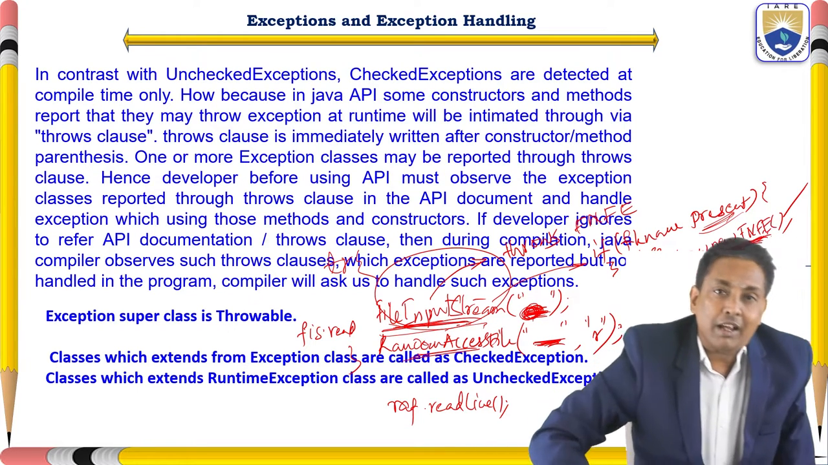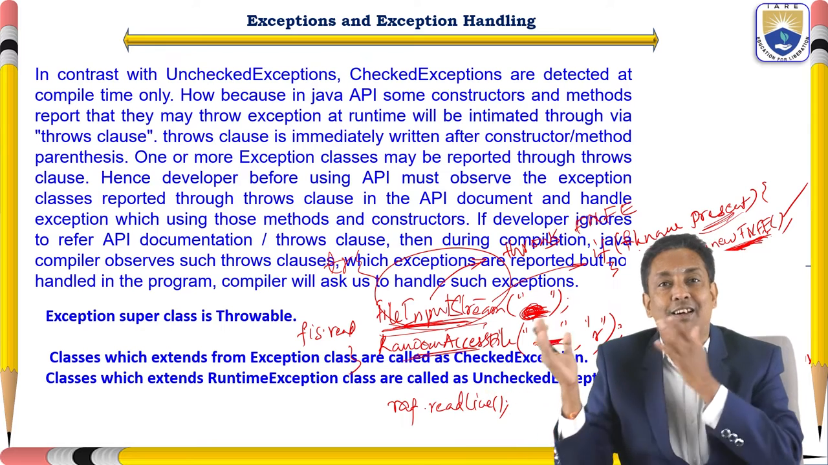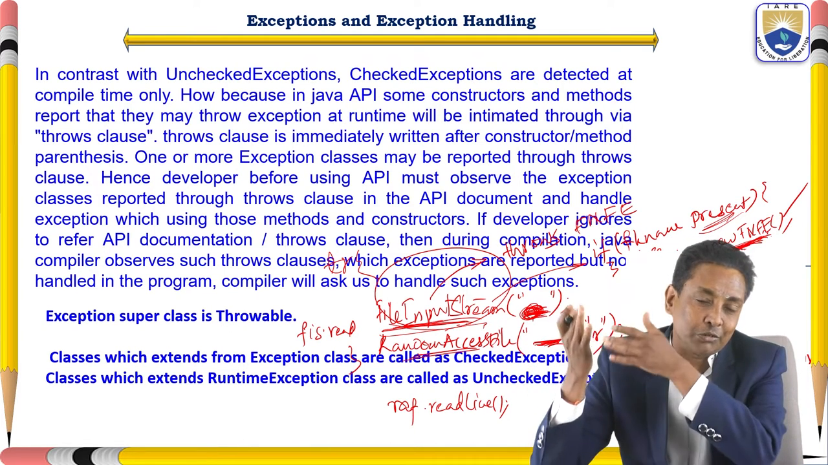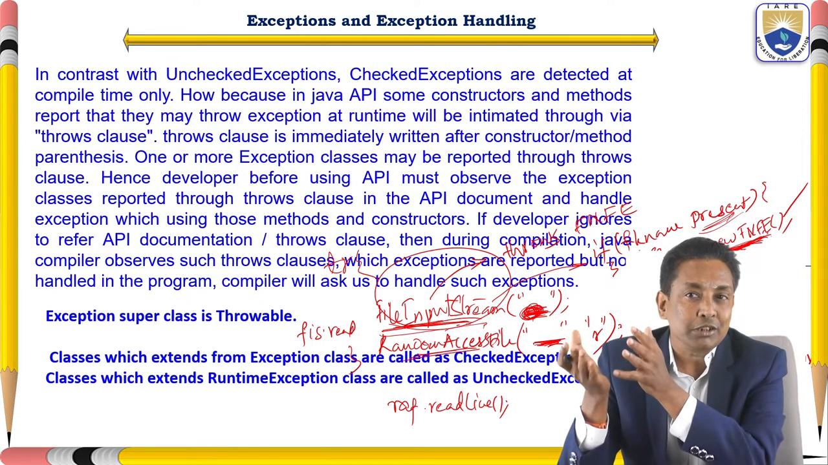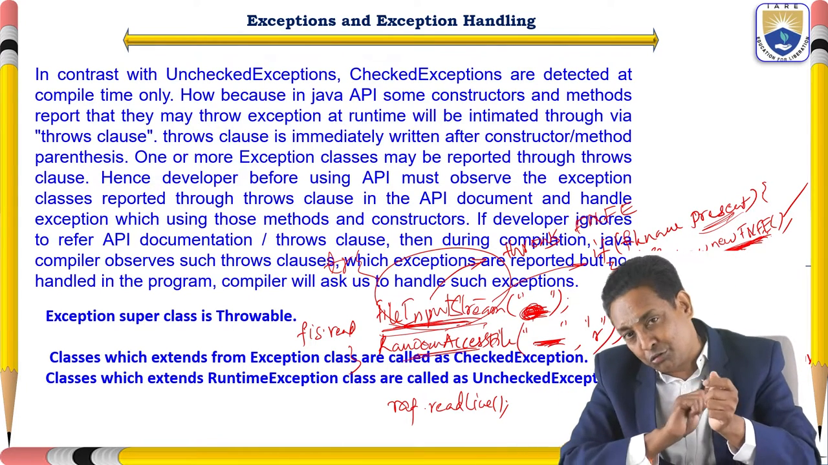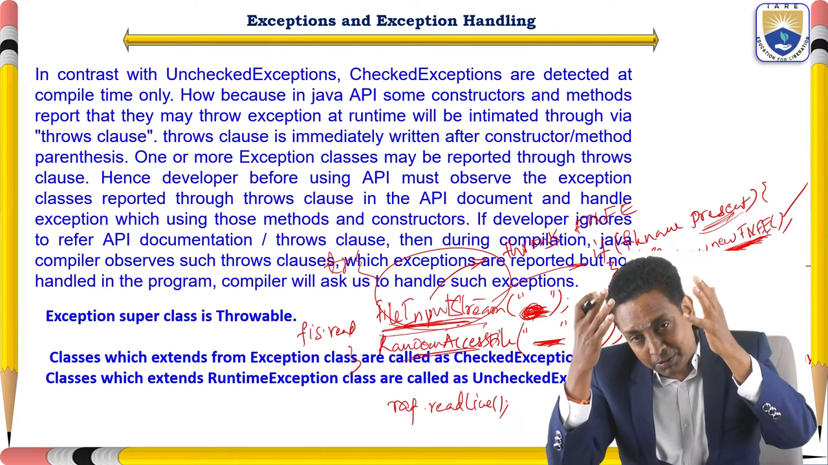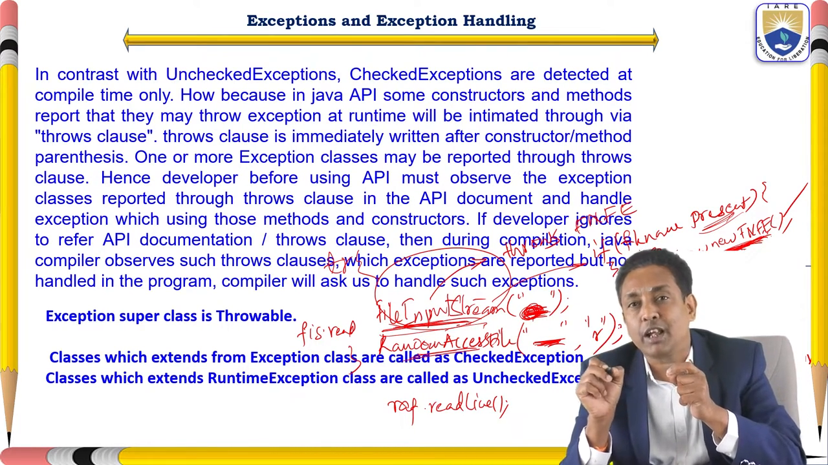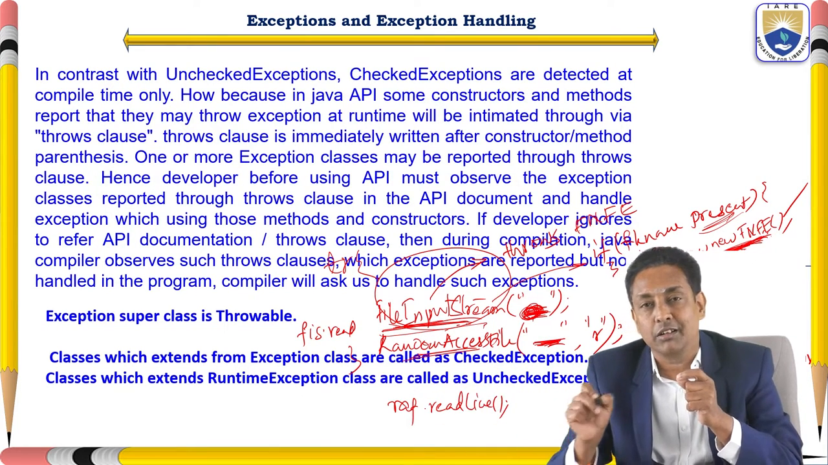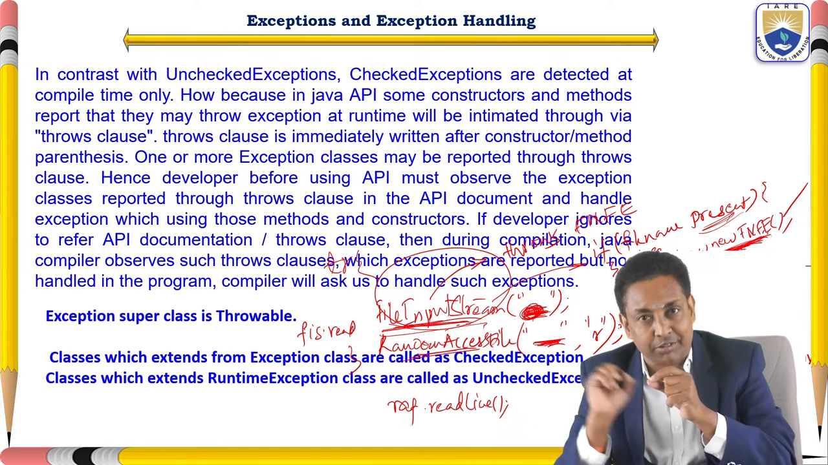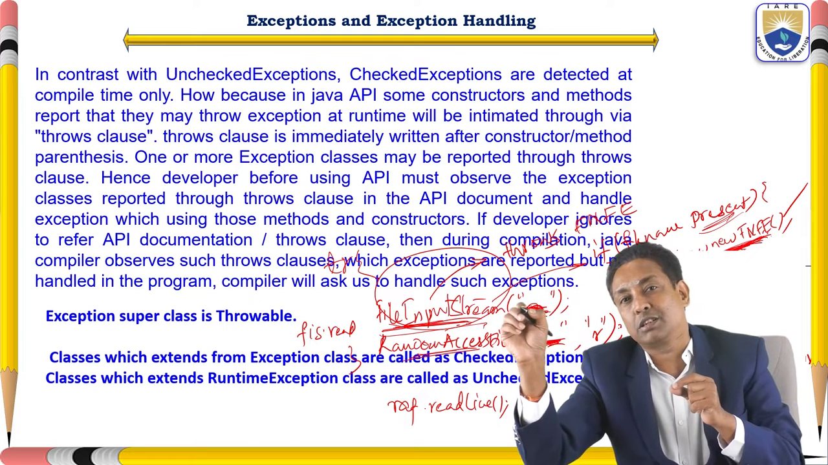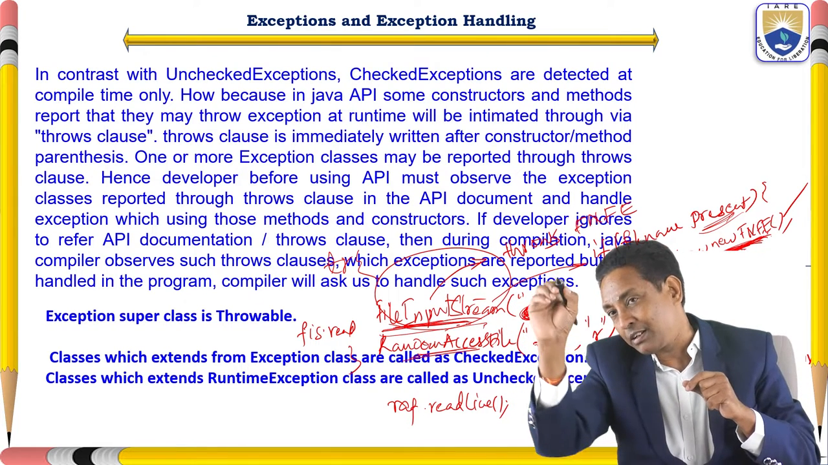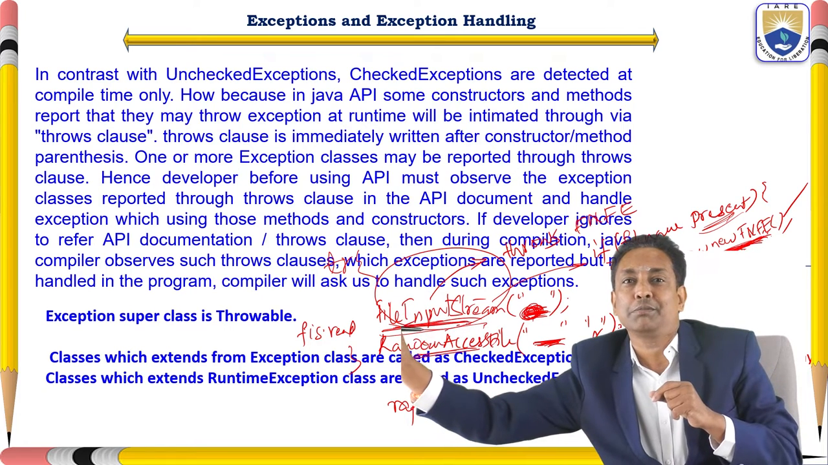In Java, whenever we are using some constructors or methods, those constructors and methods know their logic internally. The developer who writes the constructor or the method is responsible. Under some circumstances, they will throw some exception, using throw new with that exception class constructor. Wherever they write throw new, immediately beside the method they put throws with whatever exceptions they are throwing in the method. After the parentheses of the method, they write throws and all the exception names, separated by commas.